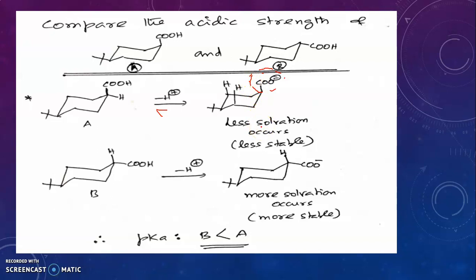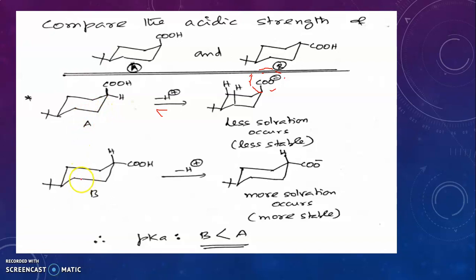Therefore, less solvation occurs, because if more solvation takes place, due to 1,3 diaxial interaction, that conformation becomes less stable. Therefore, only less solvation occurs. When solvation is less, stability is also less. Therefore, this carboxylate ion is less stable. When the carboxylate ion is less stable, then the corresponding acid should be less acidic.